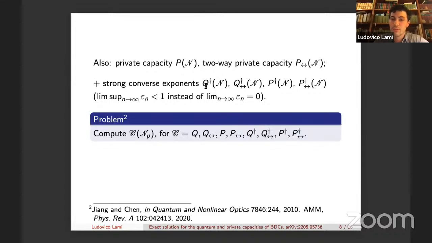Okay, and the problem we're going to tackle here is that of computing all of these capacities for the bosonic dephasing channel. This problem was posed by Jiang and Chen in 2010, and also investigated by the paper that I mentioned before by Arqand, Memarzadeh and Mancini. And it's been open ever since.